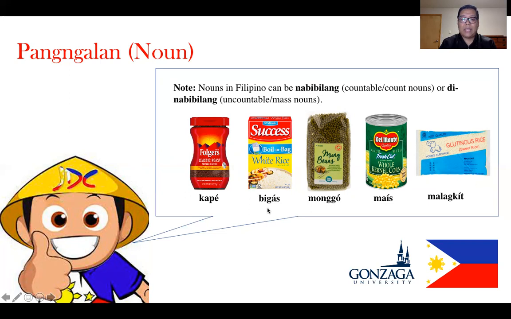White rice, we say bigas. Now, don't be confused between bigas and kanin. Bigas is the uncooked rice, but once rice is cooked, the Filipino translation would be kanin. Okay, so don't use bigas if you're referring to cooked rice already. Next one, we have mung beans. This one is called munggo in Filipino. Corn, it's called mais. And then glutinous rice or sticky rice, we call it malagkit.